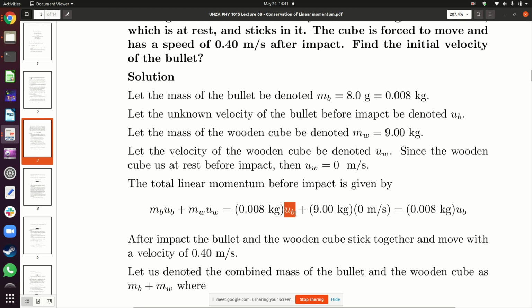This is what you're looking for here, plus the mass of the wood, which is 9 kgs, multiplied by the velocity of the wood, which was 0 meters per second. So in this case, 0 meters per second multiplied by 9 kgs is going to give you a 0. So this whole thing just becomes 0.008 kgs UB. So this is the total linear momentum before the bullet struck the wood.